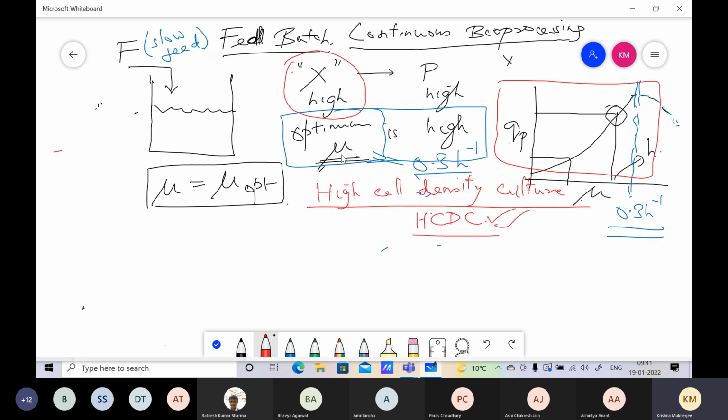So how do you make high cell density culture at optimum mu? How do you maintain mu at a certain value? By fed batch cultures. What kind of fed batch?